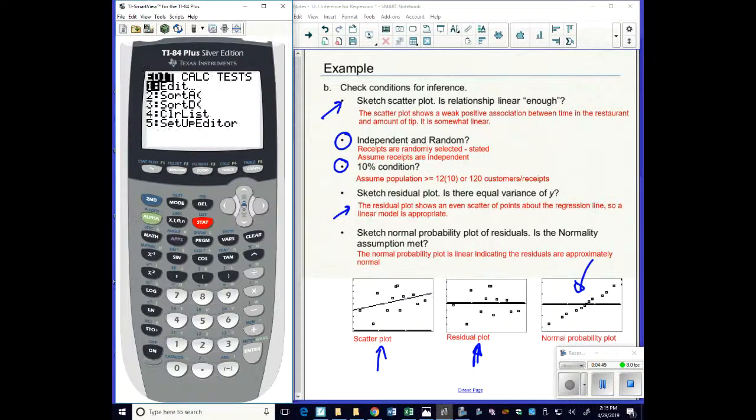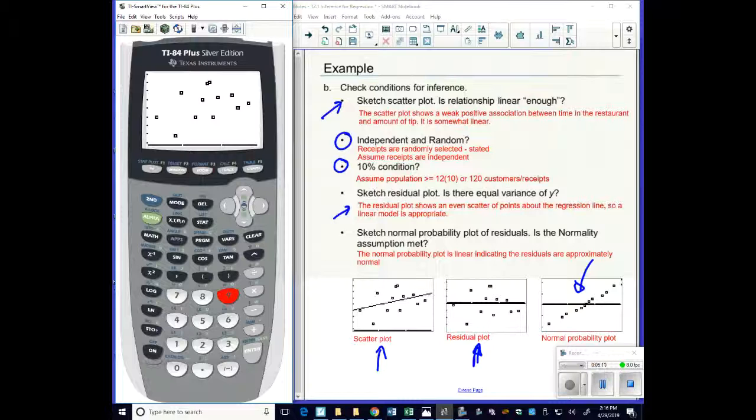So you'll notice that I already have my data in my lists, in list 1 and list 2. To come up with the scatter plot, we hit second y equals. And then if I press enter, I just want to make sure it's all set up. The first graph is my scatter plot. I want to make sure my x's and y's are coming from the right place, and then I can hit zoom 9, and that gives me my scatter plot.